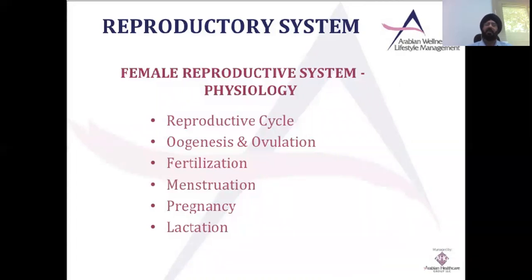Now, what is the physiology of the female reproductive system? It has various stages. First comes the reproductive cycle, the process of producing ova and simultaneously preparing the uterus, the endometrium, the inner lining of the uterus, to receive the fertilized ovum. Then fertilization. Once the mature ovum is released, it is taken up by the finger-like fimbriae of the fallopian tube.